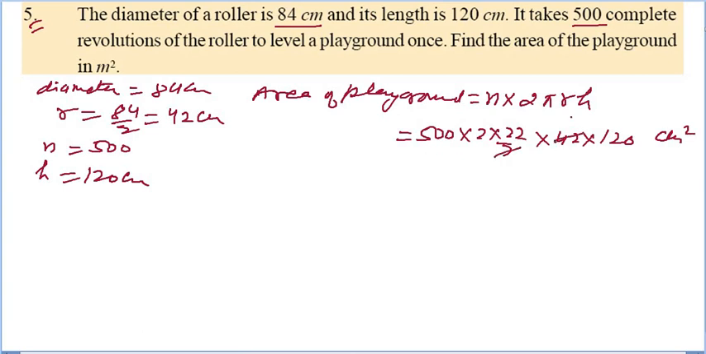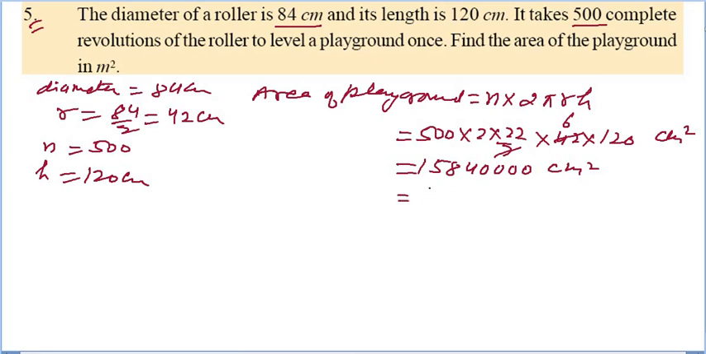So 7 ones are 7, and 7 sixes are 42. Now multiply all of this. So what will happen here? It becomes 1584000, with 4 zeros. It is in centimeter square.